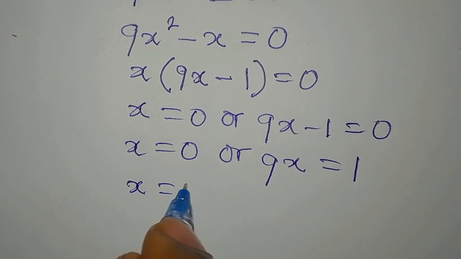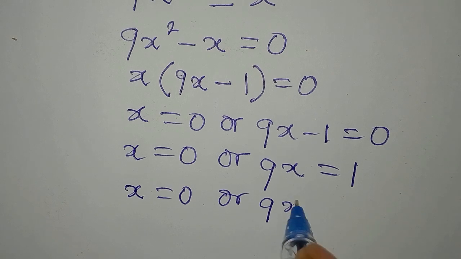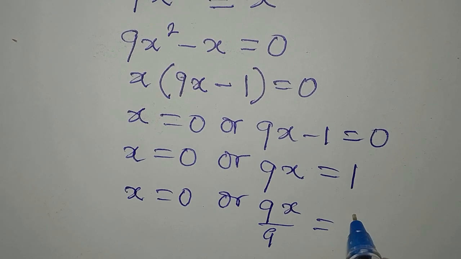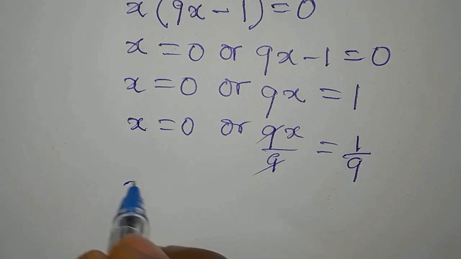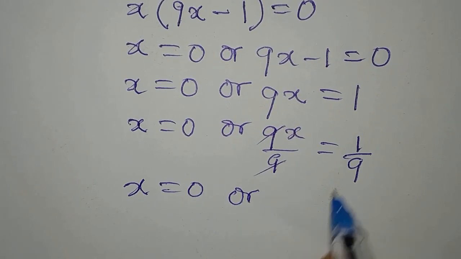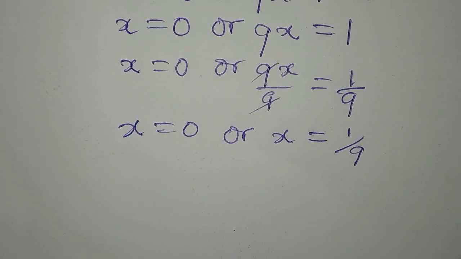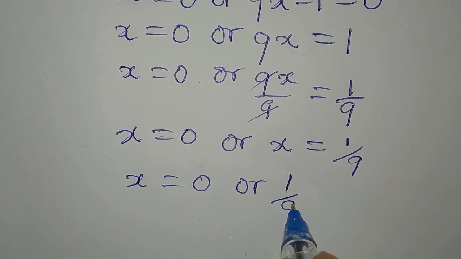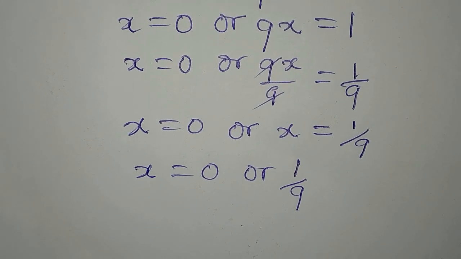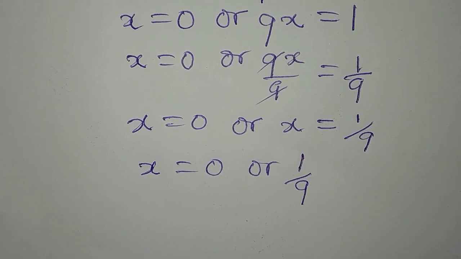Now our x remains 0, or on this side we can divide both sides by 9. We are doing that so that we can get the value of x. So this can go now. X here remains 0, or x on the other side is 1 over 9. So let's bring the solutions together. X is equal to 0, or 1 over 9. But then we are going to confirm our result very quickly to know whether we were right or wrong.